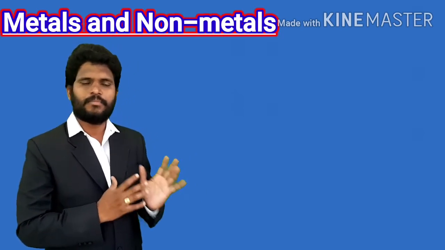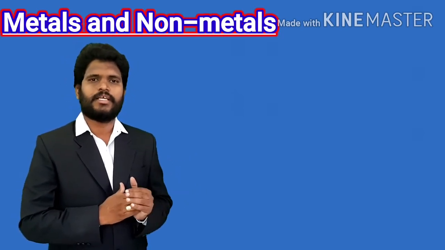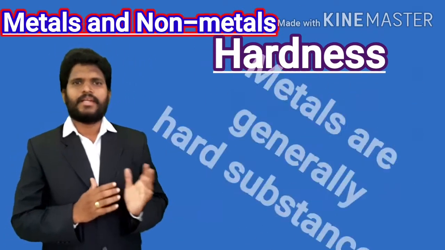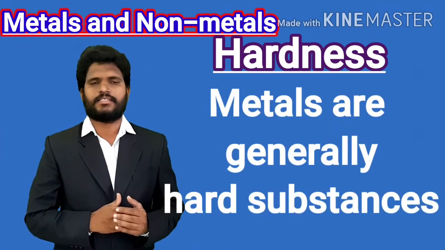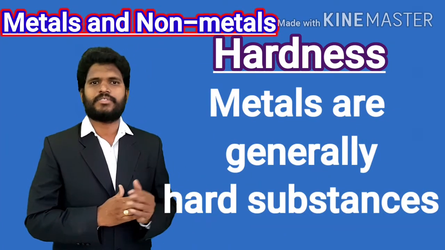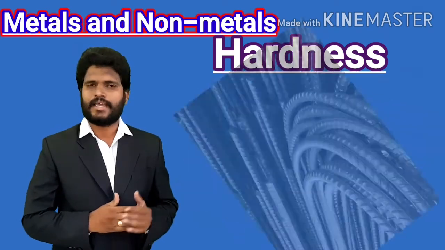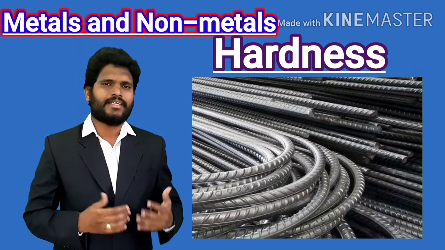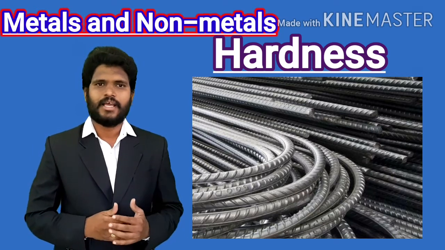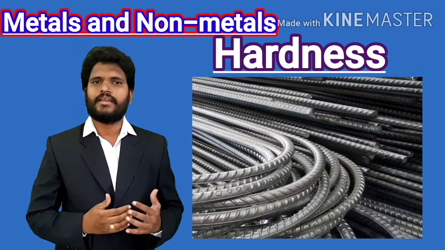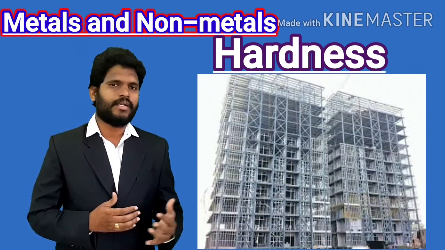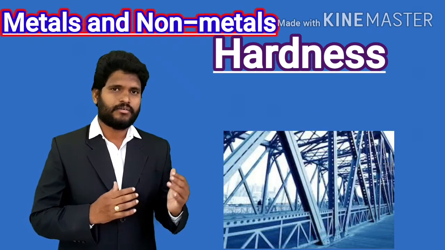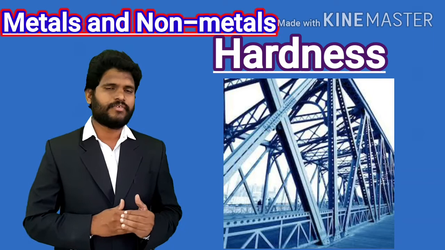Next, what is the third property here? Hardness. Metals are very hard substances, like iron. We know that iron is a very hard substance. Due to its hardness and strength, iron is used in the construction of buildings, and it is also used in the construction of bridges.